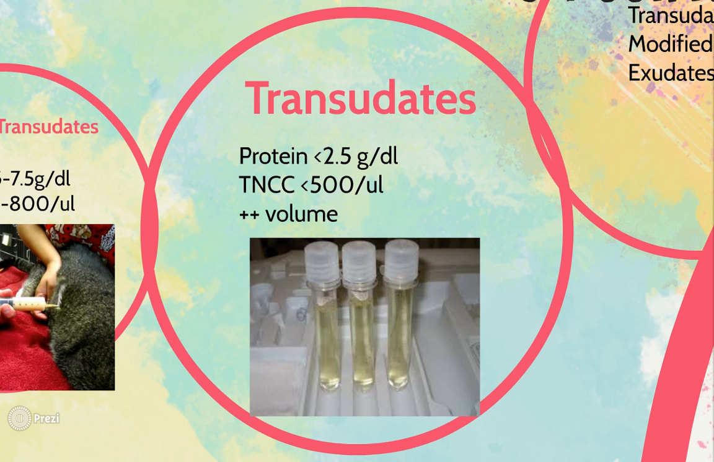Lots of volume. Typically, transudates produce a high level of volume. And it's an abnormal volume of a normal fluid. So essentially, a transudate is a normal fluid that floats around the body, is covering the organs, is helping everything move around together, but it's being produced in copious amounts.